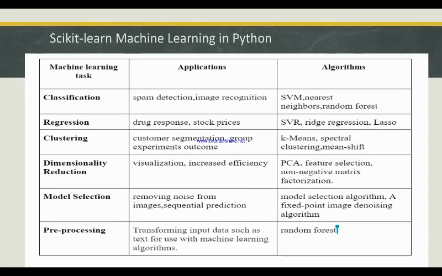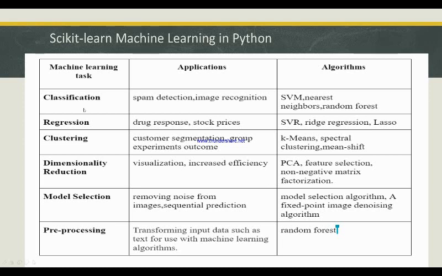This is scikit-learn, machine learning in Python. If you want to learn more about machine learning in Python, you can go to the scikit-learn website. Okay, this is the overview of the machine learning tasks, applications, and algorithms of scikit-learn. On this website, machine learning tasks are divided into classification, regression, clustering, dimensionality reduction, model selection, and pre-processing. Okay, let's go through one by one.